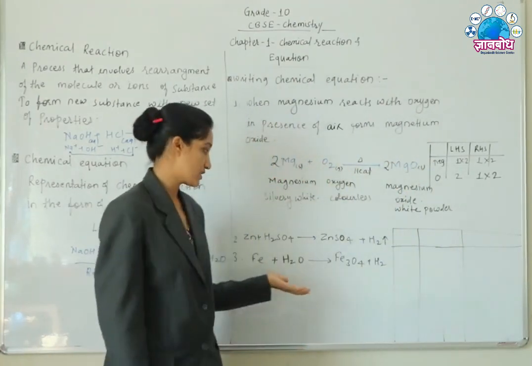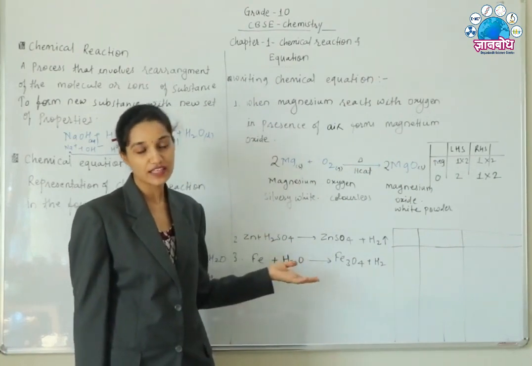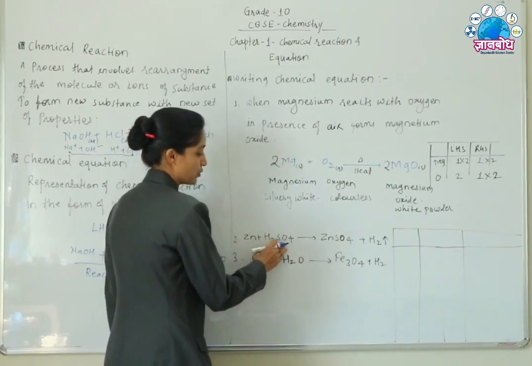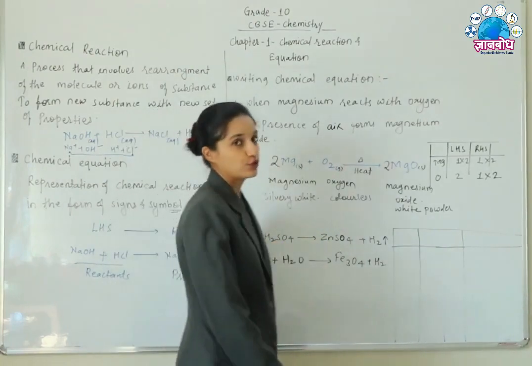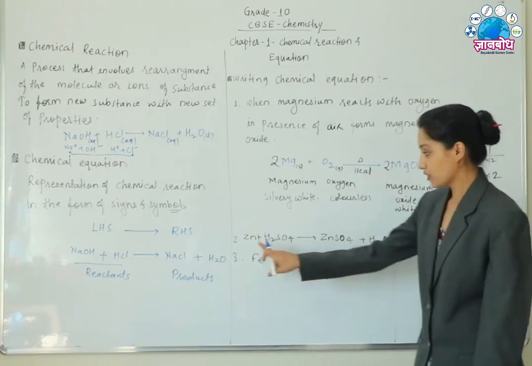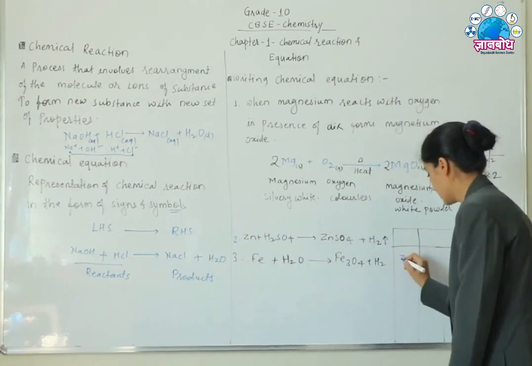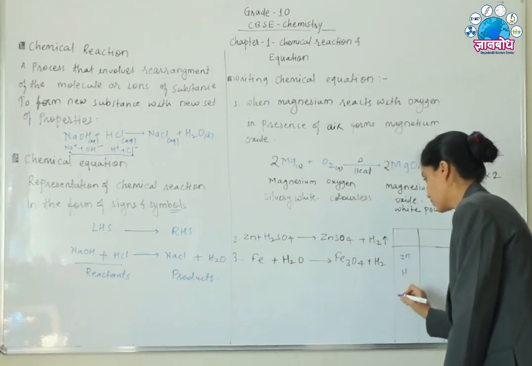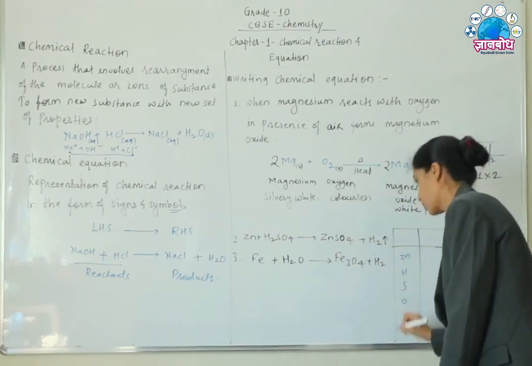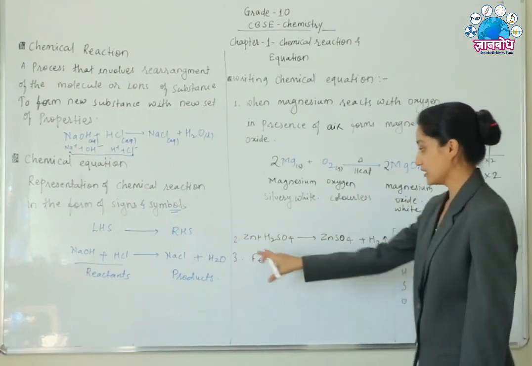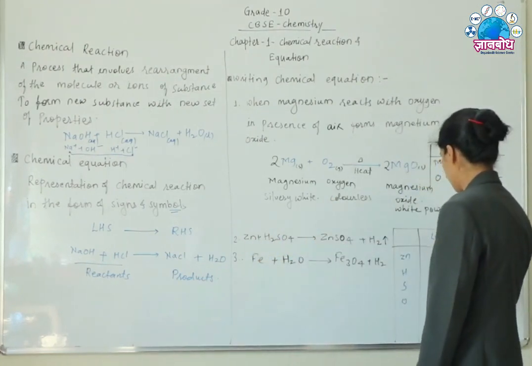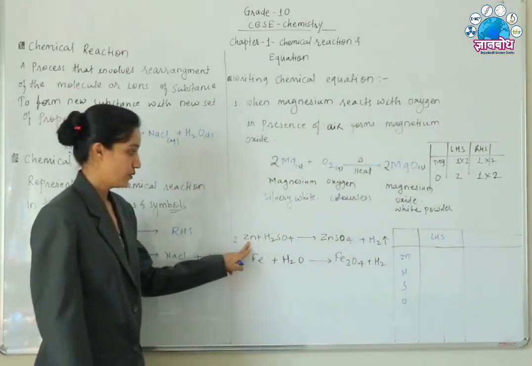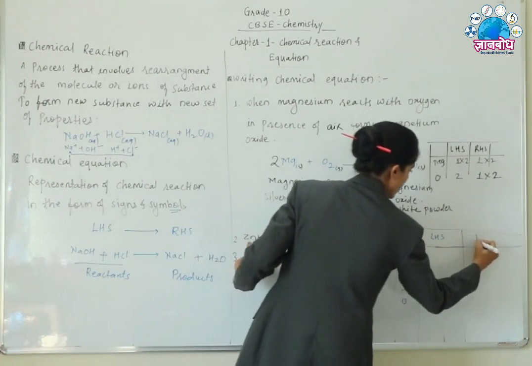Now let's take another example. Now here we will just balance the chemical equation. Okay, let's take an example of H2SO4, ZnSO4 and hydrogen. Okay, now here see how many elements are present first? Zn, hydrogen, sulfur, oxygen. Okay, now let's count Zn in LHS. How many Zn in LHS? Okay, here 1 and here also 1.